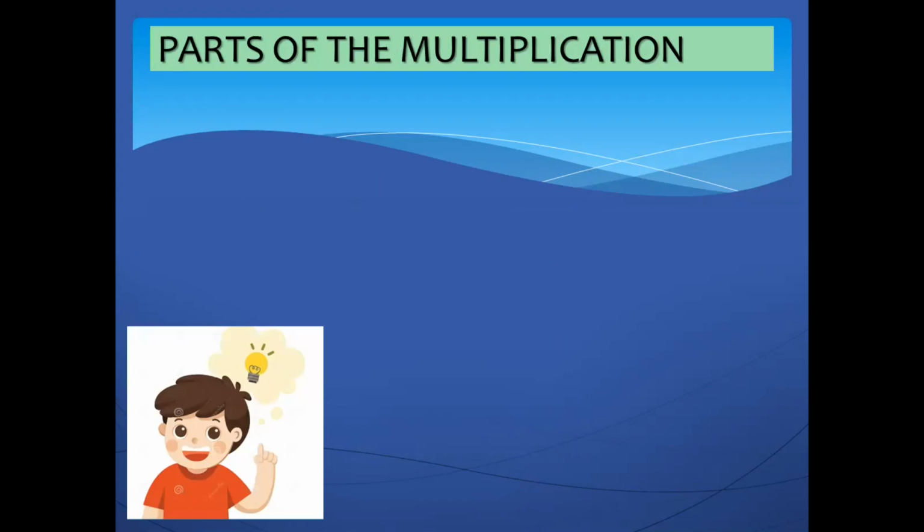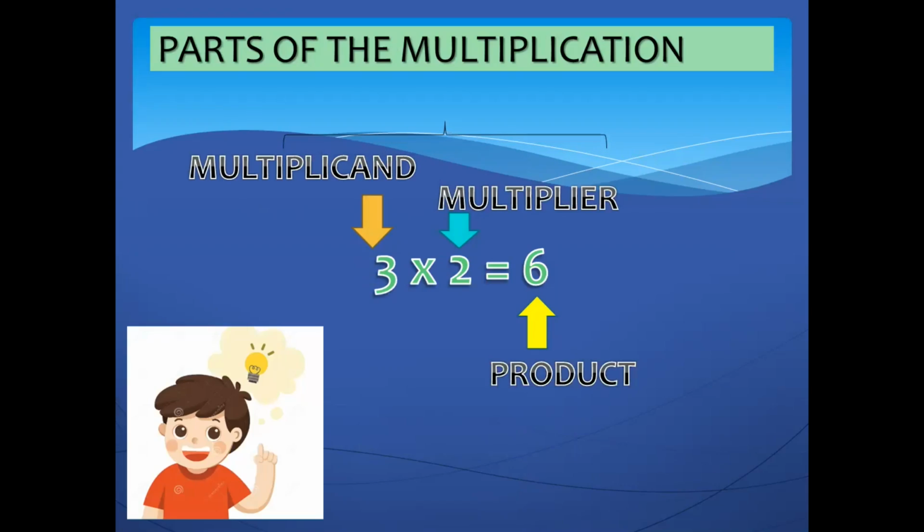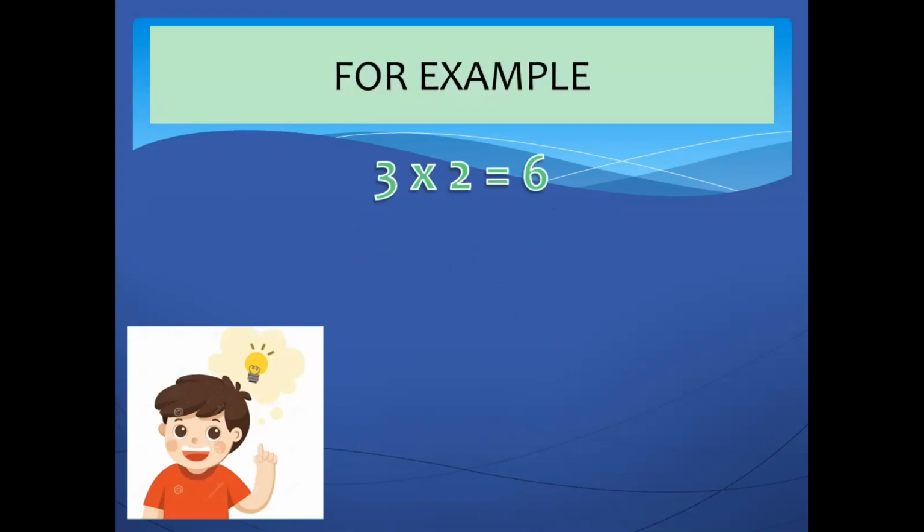What are the parts of multiplication? Here we have the example 3 times 2 equals 6. The 3 represents the multiplicand, the 2 represents the multiplier, and the 6 represents our product. Multiplicand and multiplier are also known as our factors. For example, we have 3 times 2 equals 6. The 3 is the group, the 2 is the number of objects.